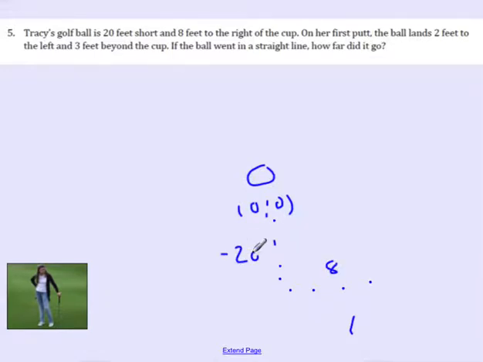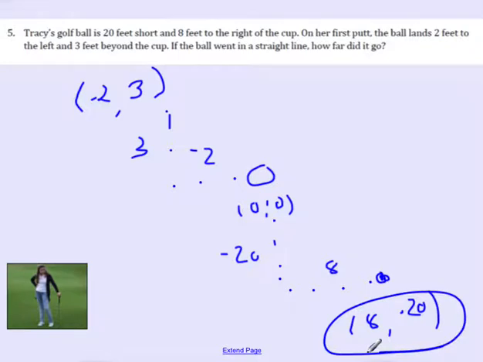Now when you're setting up a coordinate point, first you write how many you go over for the x, and then how many went down. So this is where she's starting right here. Then she shoots it, and it lands 2 feet to the left and 3 feet beyond. So then this is going to be the point negative 2. Whenever you go left, it's going to be negative, and then it's going to be up 3.